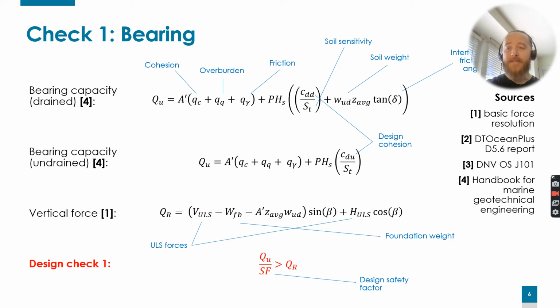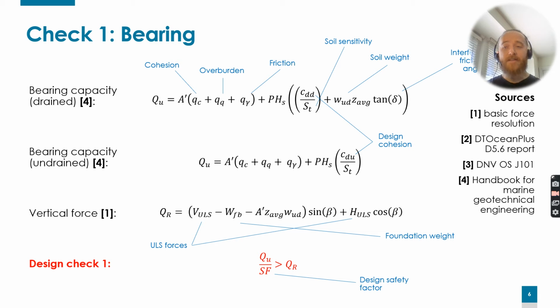So with the loads and dimensions established, we're into our first design check, which is for bearing capacity. So this is just to make sure that our foundation isn't going to sink into the seabed that we place it on. So we've got two bearing capacity equations for drained and undrained soil conditions, and these are functions of a few different terms, as you can see, related to cohesion and overburden and friction, as well as a side traction term, which accounts for the embedment and perimeter skirt.